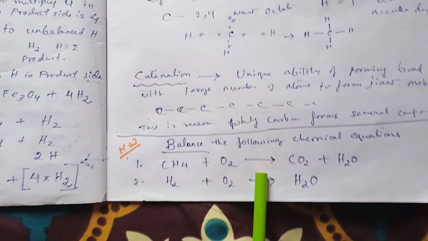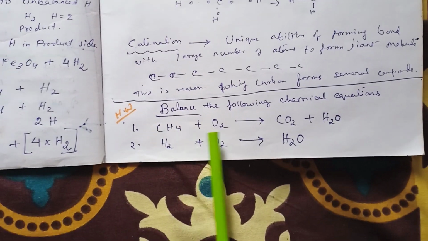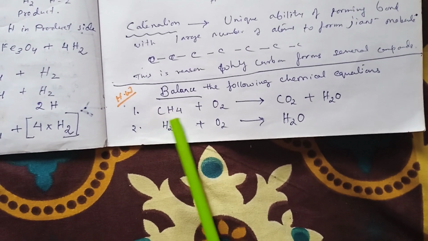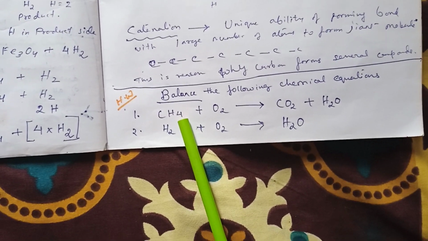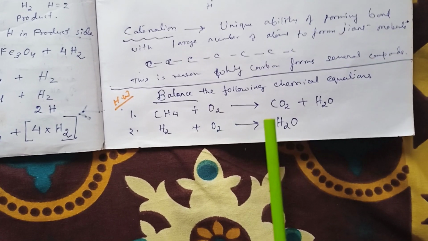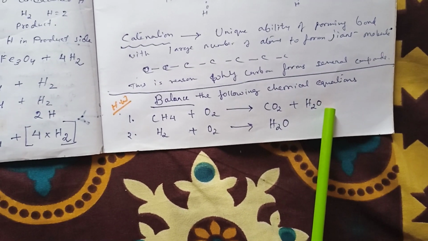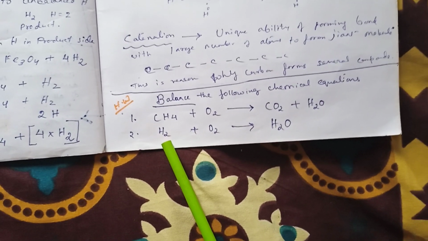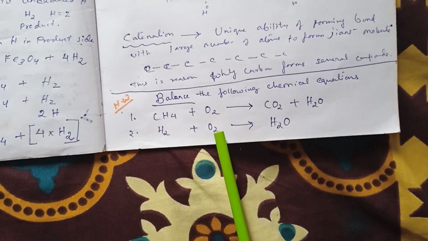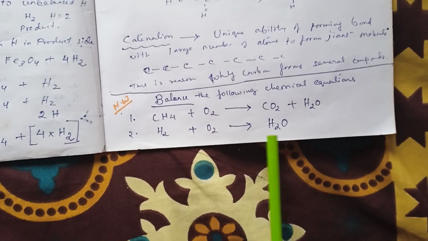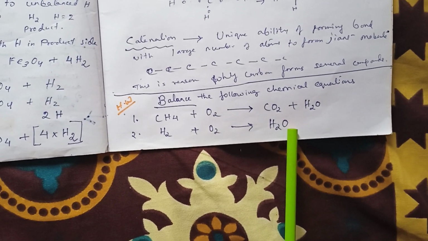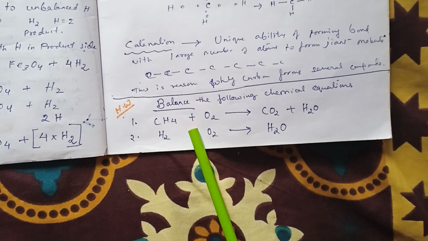Okay, understand? Now I am giving two simple equations for you to balance. The first equation is methane CH4 plus oxygen O2, and the products are carbon dioxide CO2 and water H2O. The second equation is hydrogen H2 plus oxygen O2, which makes H2O, water. So now try to balance these two equations.